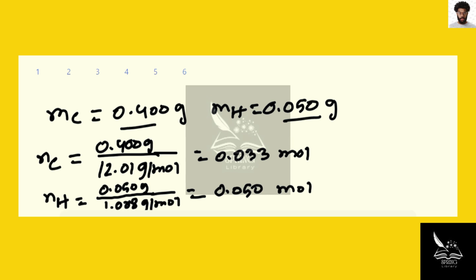So now we will divide each number of moles by the smallest number of moles, and from here you can see that the smallest number of moles is this. So we'll divide each number of moles by the smallest number of moles to get the simplest whole number ratio. So the whole number ratio for carbon will be 0.033 mole over 0.033 mole, which will give us a value of 1.